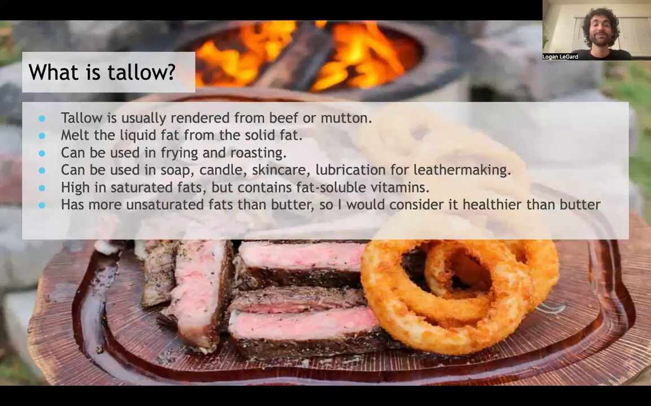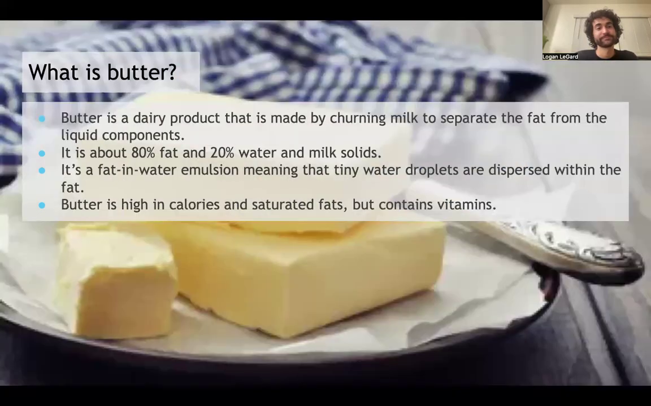What is tallow? Tallow is usually rendered from beef or mutton. You melt the liquid fat from the solid fat. It can be used in frying and roasting. It can also be used to make soap, candles, skincare, and lubrication for leather making. It's high in saturated fats, but contains fat-soluble vitamins and has more unsaturated fats than butter. So I would consider this healthier than butter.